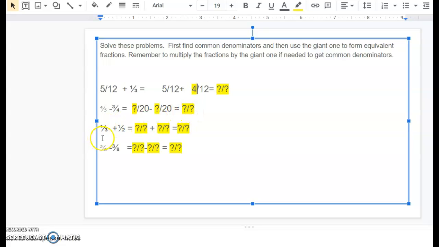And then down here, 1/3 plus 1/2, you'll have to find what your common denominator would be. Put that denominator in. Whatever you multiplied the bottom by, you also have to multiply the top by. You're going to add the top numbers, and same for the bottom. 5/6 minus 3/8: find your common denominator, do that same work to your numerator, and then subtract the top numbers.